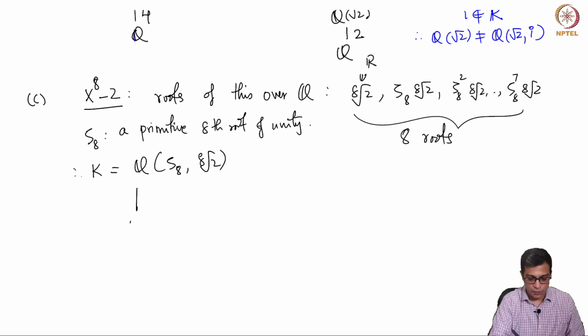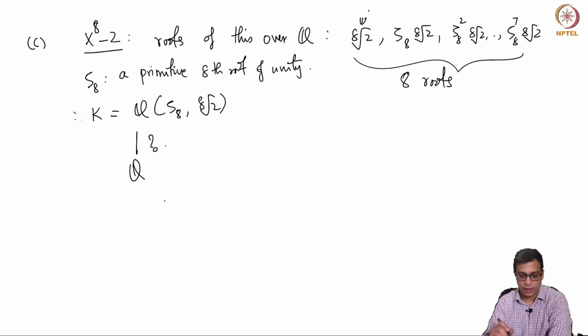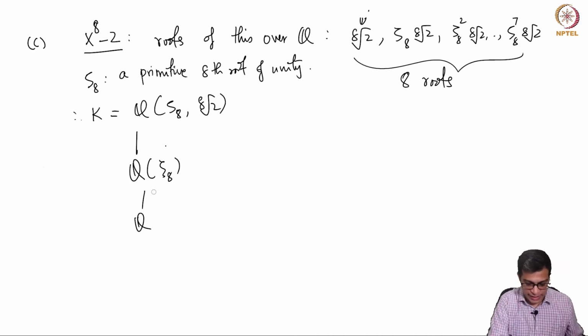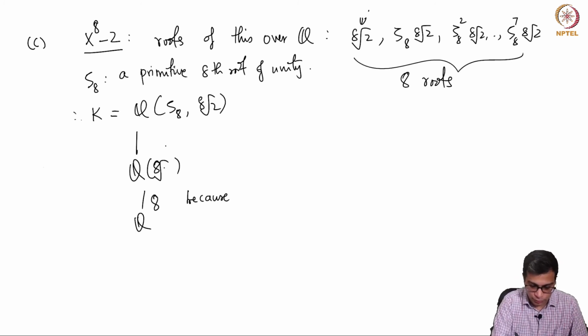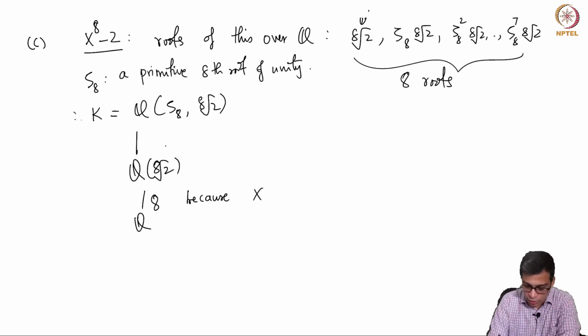Okay, now the question is, what is this degree? I claim that this degree is 16. That is because we are going to break this up into a tower like this. This is 2. This is 8. Because what is the irreducible polynomial of the 8th root of 2 over Q? That is just x power 8 minus 2, and this is irreducible by Eisenstein.